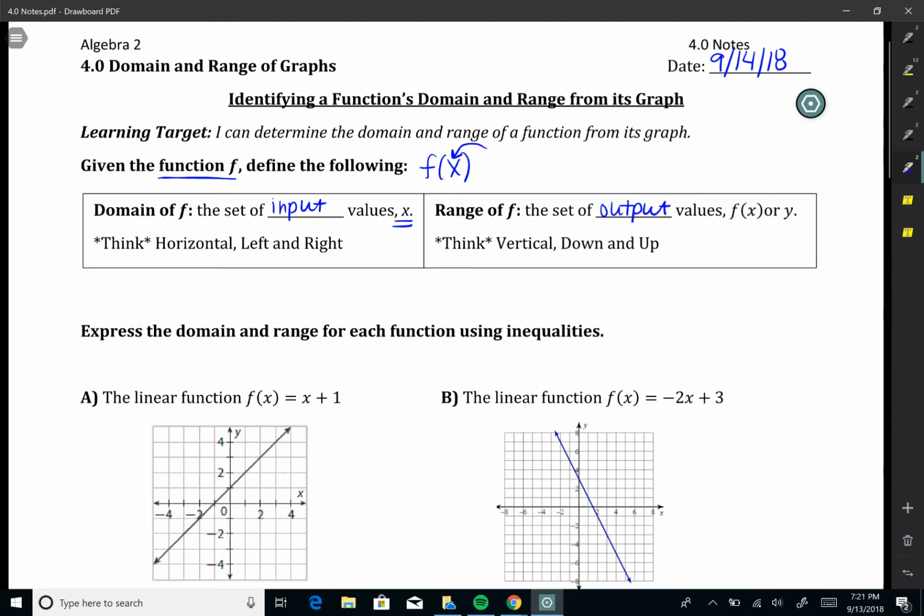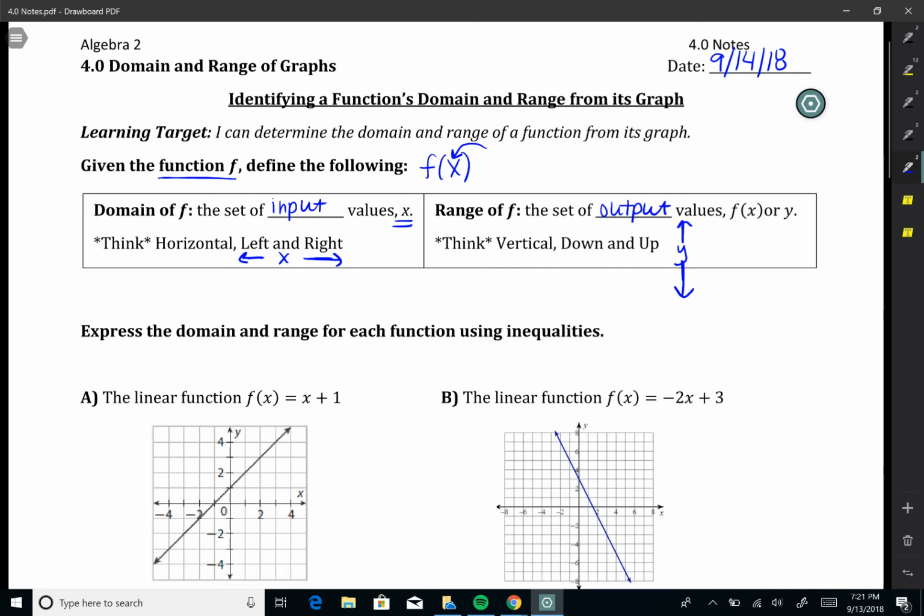Now, when we look at the graph and try to find the domain, we think horizontally. We think how far to the left is the graph going and how far to the right is the graph going. So we're doing our x values there. And then when we think of range, we think how far down is the graph going and how far up is the graph going with our y values.